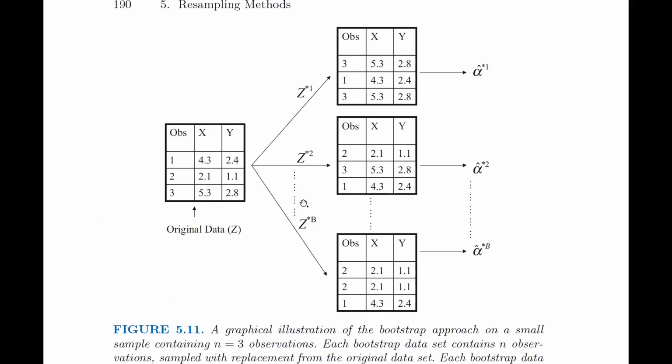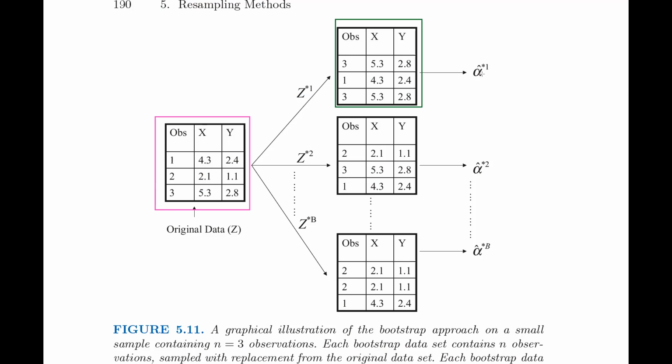So this is the bootstrap, where you have your original data set. And the bootstrap is you select, but you're allowed with repetition. So look, in this one, you've selected observation 3, observation 1, and then observation 3 again. In the second one, observation 2, observation 3, observation 1, etc., until you get maybe this final one, observation 2, observation 2, observation 1.